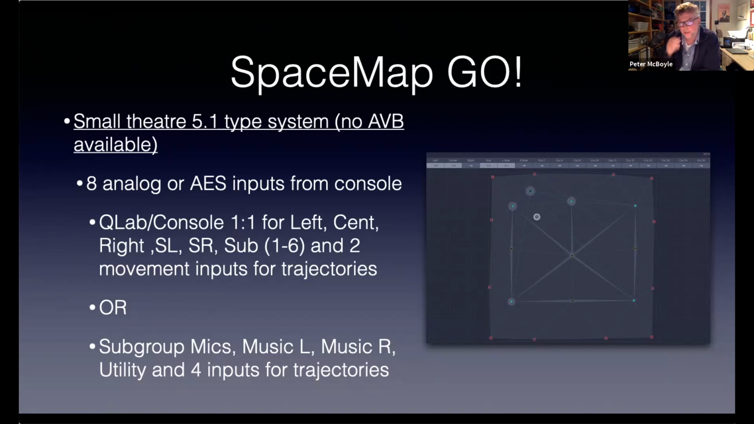And then basically what you were saying before, Jeff, your question before, then I would have 2 wildcard inputs that I could use for movement. So from QLab, I could distribute the sounds in sort of static locations, and then I have these 2 other inputs that I can use to do the helicopter fly around and any of that stuff that's particularly cumbersome to get happening in QLab. Or I might do subgroups into the Galaxy with mics and music and utility, and then have 4 inputs left for trajectories. And that's the sort of space map you might see on the right.